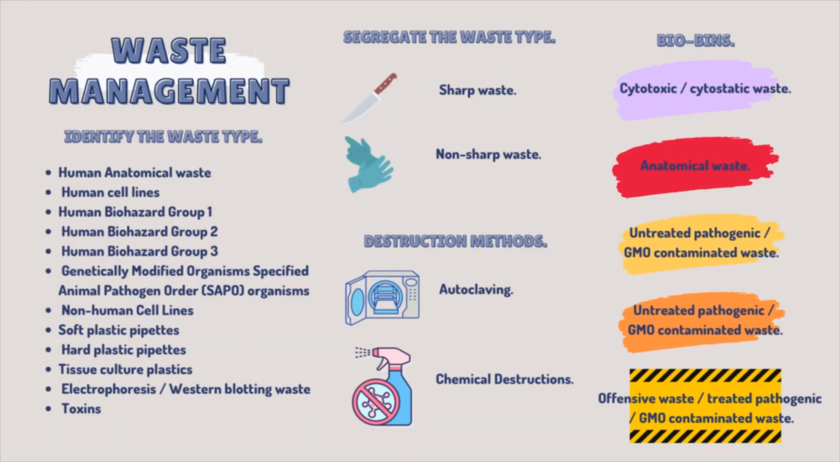The types of waste that can be obtained from microbiological lab waste are human anatomical waste, human cell lines, human biohazard group 1, human biohazard group 2, human biohazard group 3, genetically modified organisms, specified animal pathogen or organisms, non-human cell lines, soft plastic pipettes, hard plastic pipettes, tissue culture plastics, electrophoresis or western blotting waste, and toxins. Next, appropriate destruction method. Destruction method can be divided into 2 steps, mainly autoclaving at 134 degrees Celsius and validated chemical destruction using Virkon, bleach, or other chemicals.